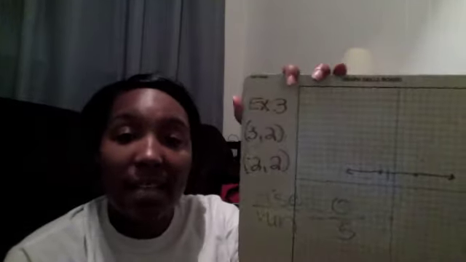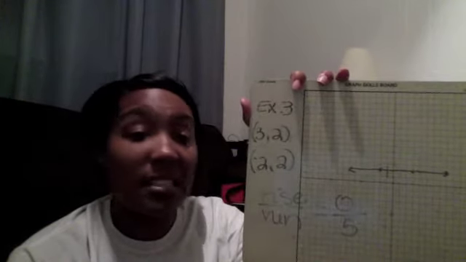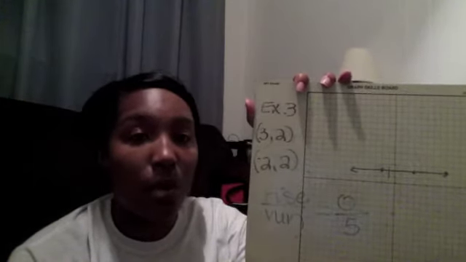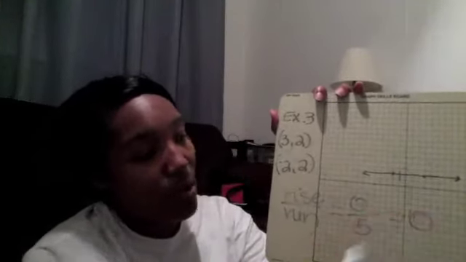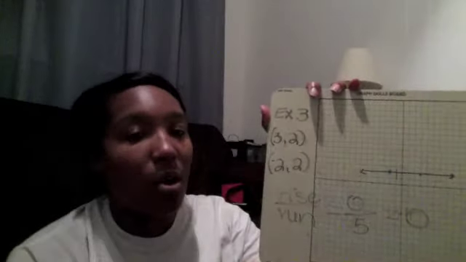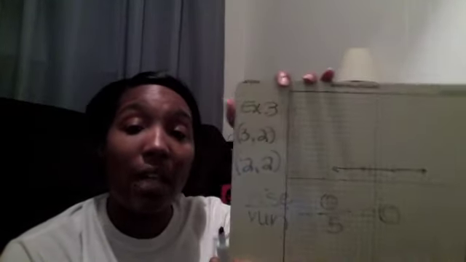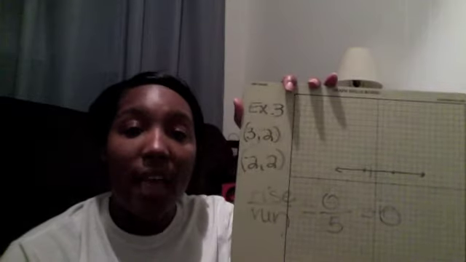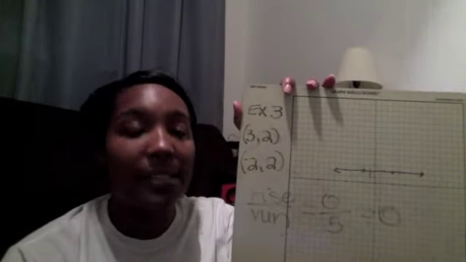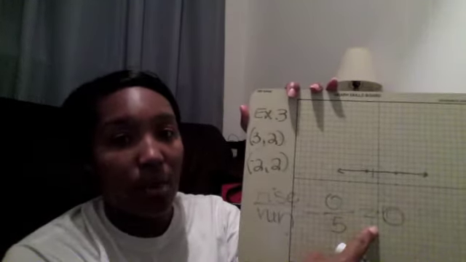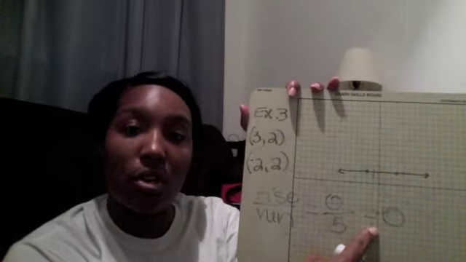Okay, again, my fraction needs to be in simplest form. I cannot leave it as 0 over 5. So in order to simplify this, 0 divided by 5 is 0. Okay, this is a horizontal line, which lets me know that all horizontal lines have the slope of 0. You might want to get that in your notes.